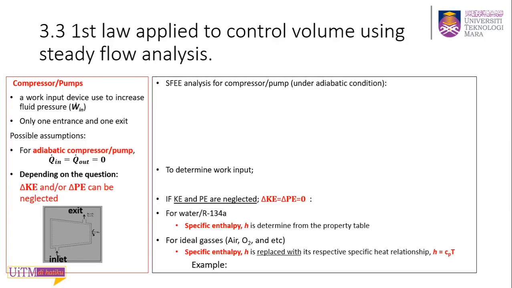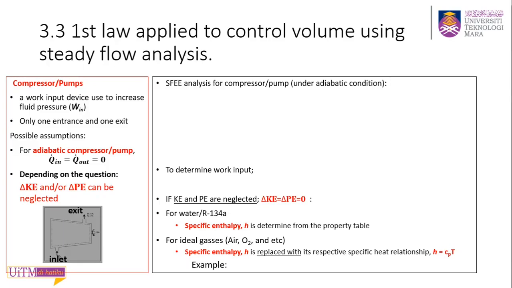Now, let's look at the second steady flow device called compressors. And what we see here can also be used for pumps. Because both of them are work input devices, meaning that in terms of work interaction, work in is present and work out can be neglected. Other possible conditions are compressors can also be adiabatic, and depending on the question, kinetic energy and or potential energy can sometimes be neglected. The figure given is the schematic diagram for a compressor.